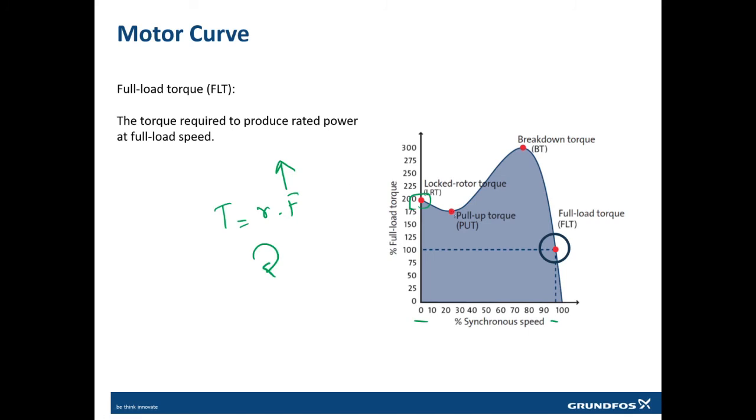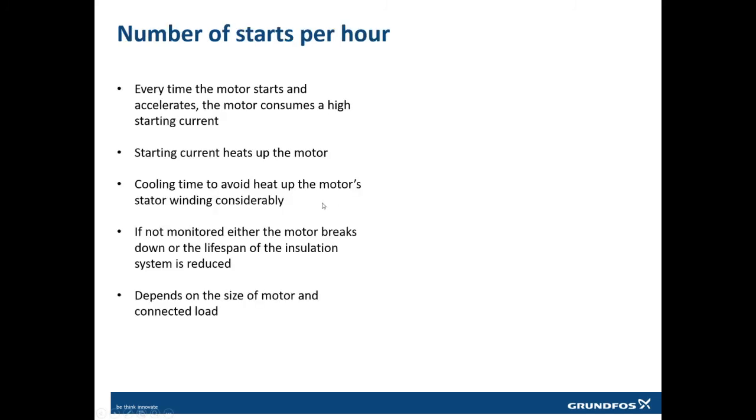And then we have pull-up torque. Then we have breakdown torque. Breakdown torque means that after this torque, the motor will be finished, will be broken already. And then we have full load torque. This is the torque at which the motor gives the required kilowatt at the required speed. This is the full load torque.